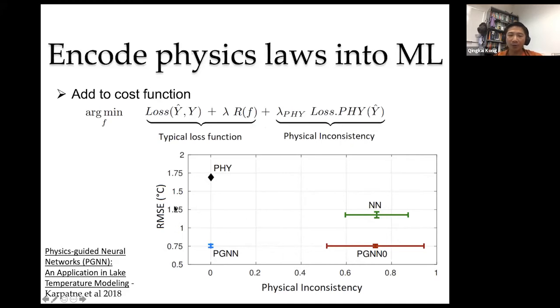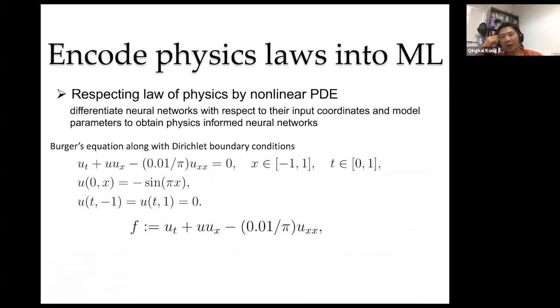The vertical axis is the error from the test data set. So you can see using a pure physical approach, you don't have the physical inconsistency and your error is relatively high, but using an artificial neural network, you have relatively high physical inconsistency, but the error is relatively low. But when you combine these two, you actually have a very nice result: lower errors, more aligned with the physical loss. And also, there are ways to respect the laws of physics by encoding nonlinear PDEs, partial differential equations, into the machine learning algorithm as well.